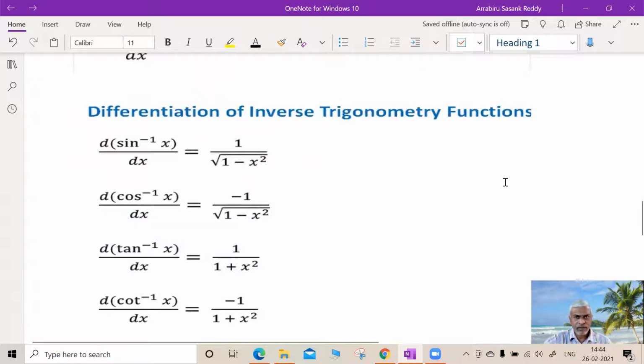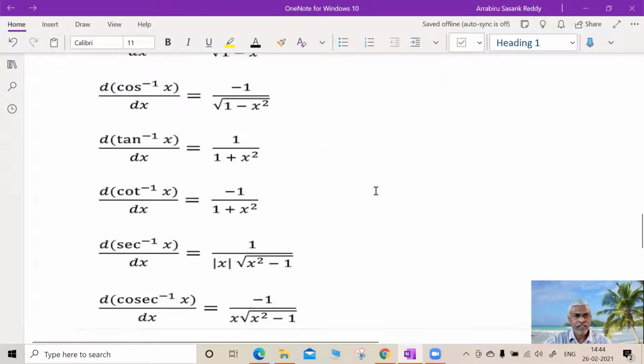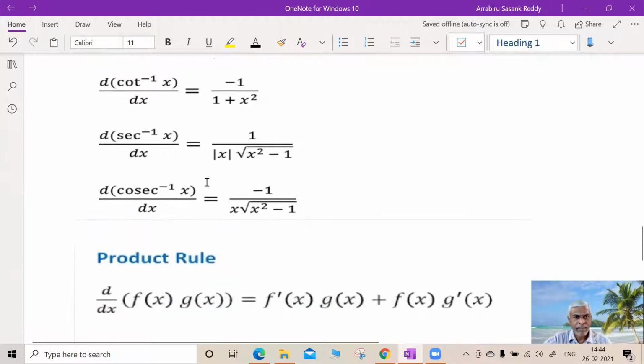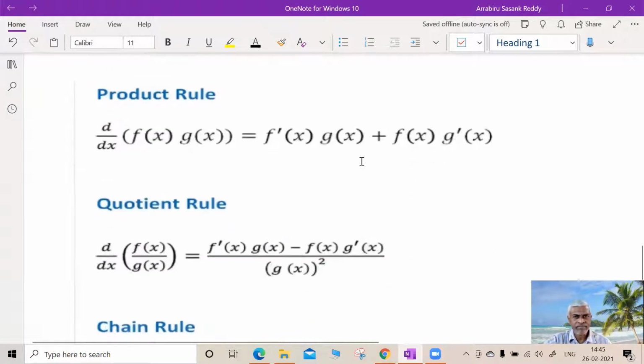Differentiation of inverse trigonometry functions. Sin inverse x differentiation is 1 by under root 1 minus x square. Cos inverse x is minus 1 by under root 1 minus x square. Tan inverse x is 1 by 1 plus x square. Cot inverse x is minus 1 by 1 plus x square. Sec inverse x is 1 by mod x into root x square minus 1. Cosec inverse x is minus 1 by x root x square minus 1.